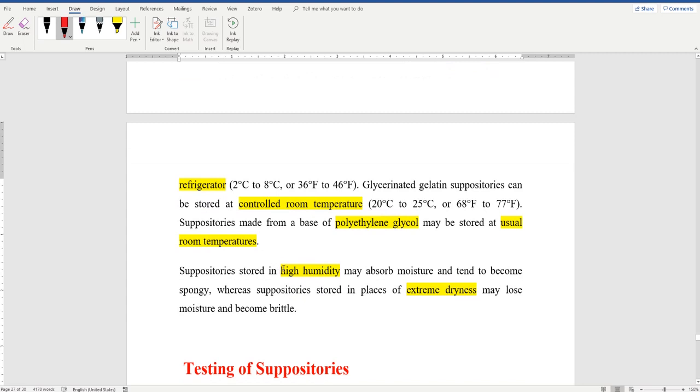We have to be careful regarding high humidity or extreme dryness. Because for some suppositories like glycerinated gelatin, at high humidity it will absorb moisture and will become soft or spongy. While at extreme dryness, it might lose water and become brittle. Is it clear?